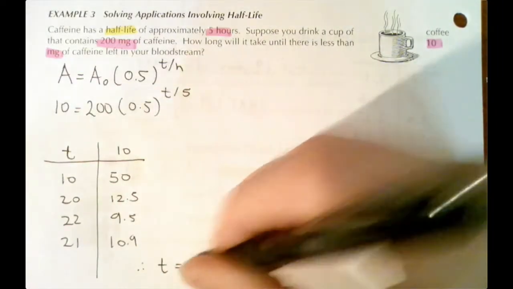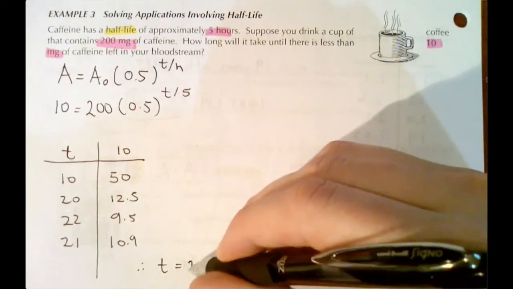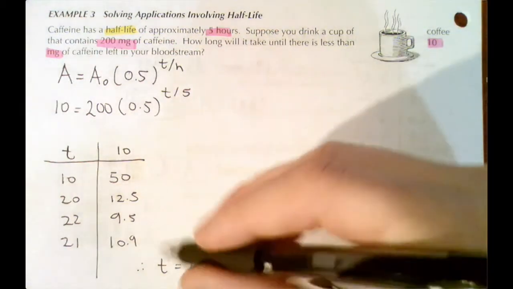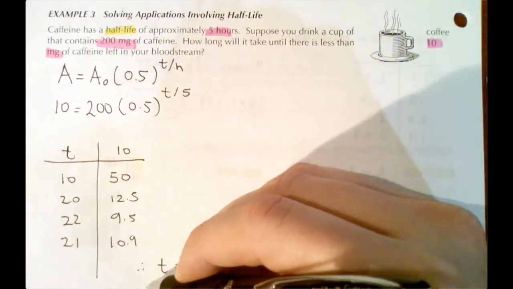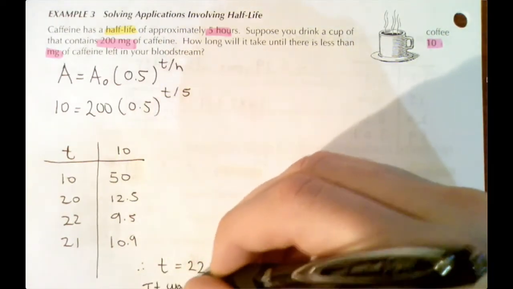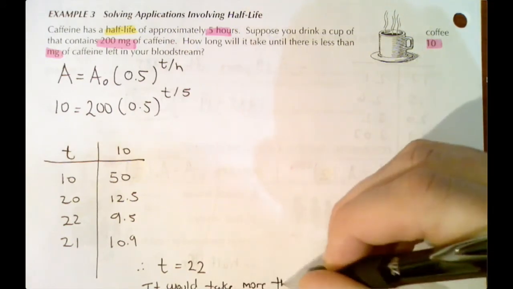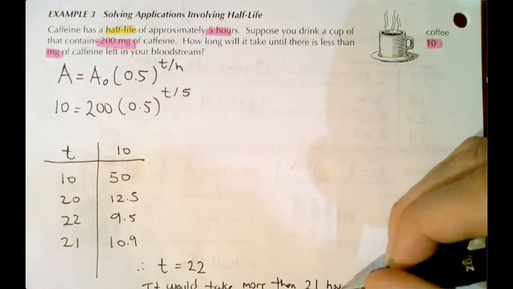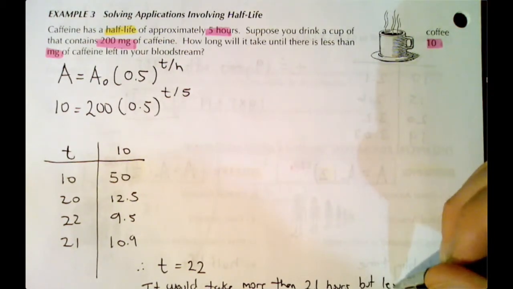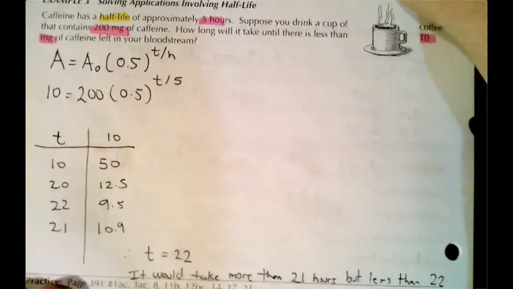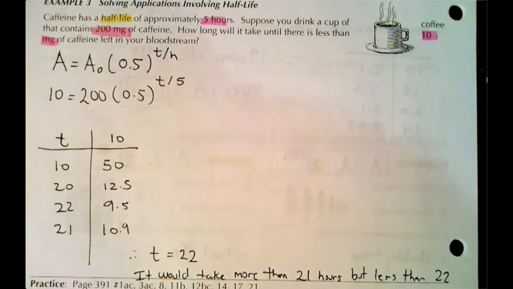T must equal 22 if we're going to the nearest hour. So it happens somewhere between 21 and 22 hours. So if we wanted to do a conclusion, we might say it would take more than 21 hours, but less than 22. And that would be our answer.